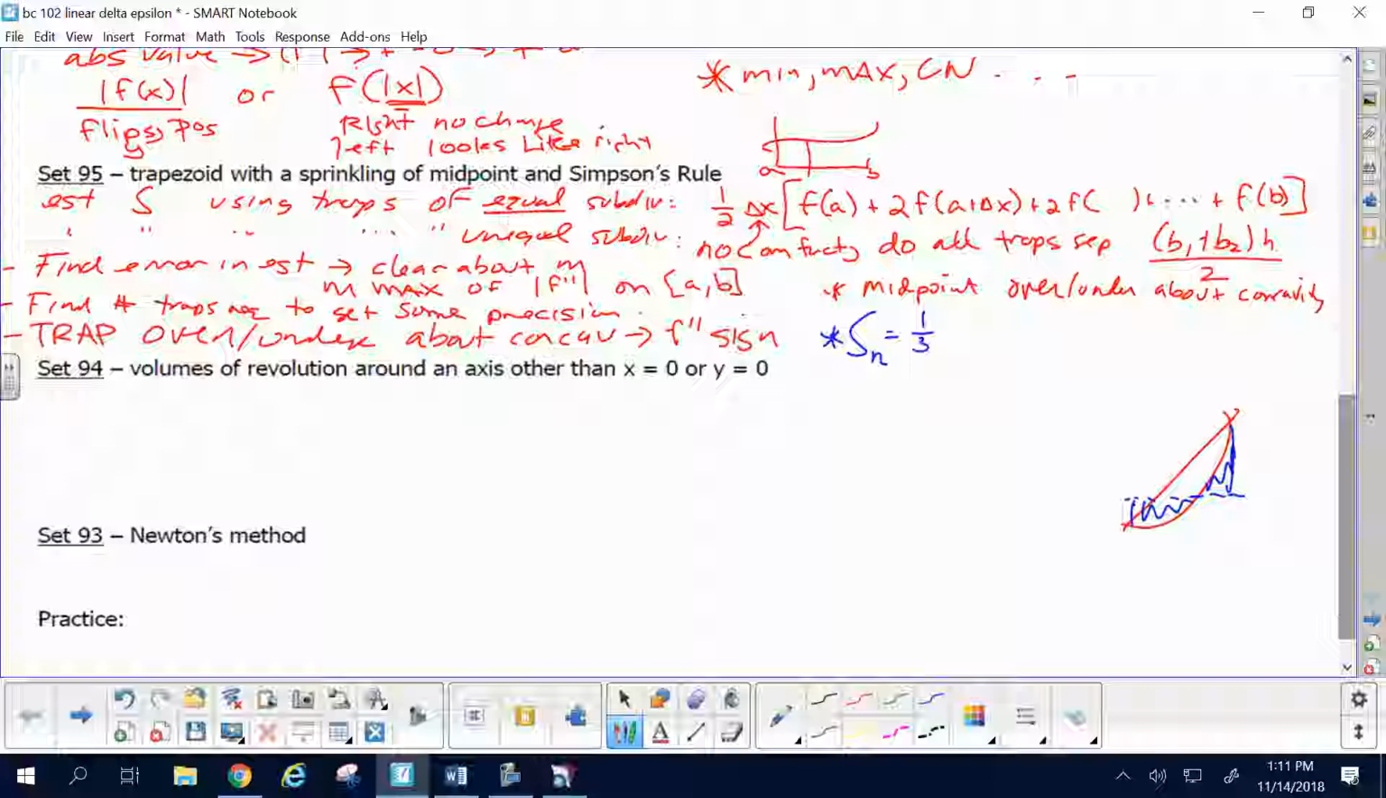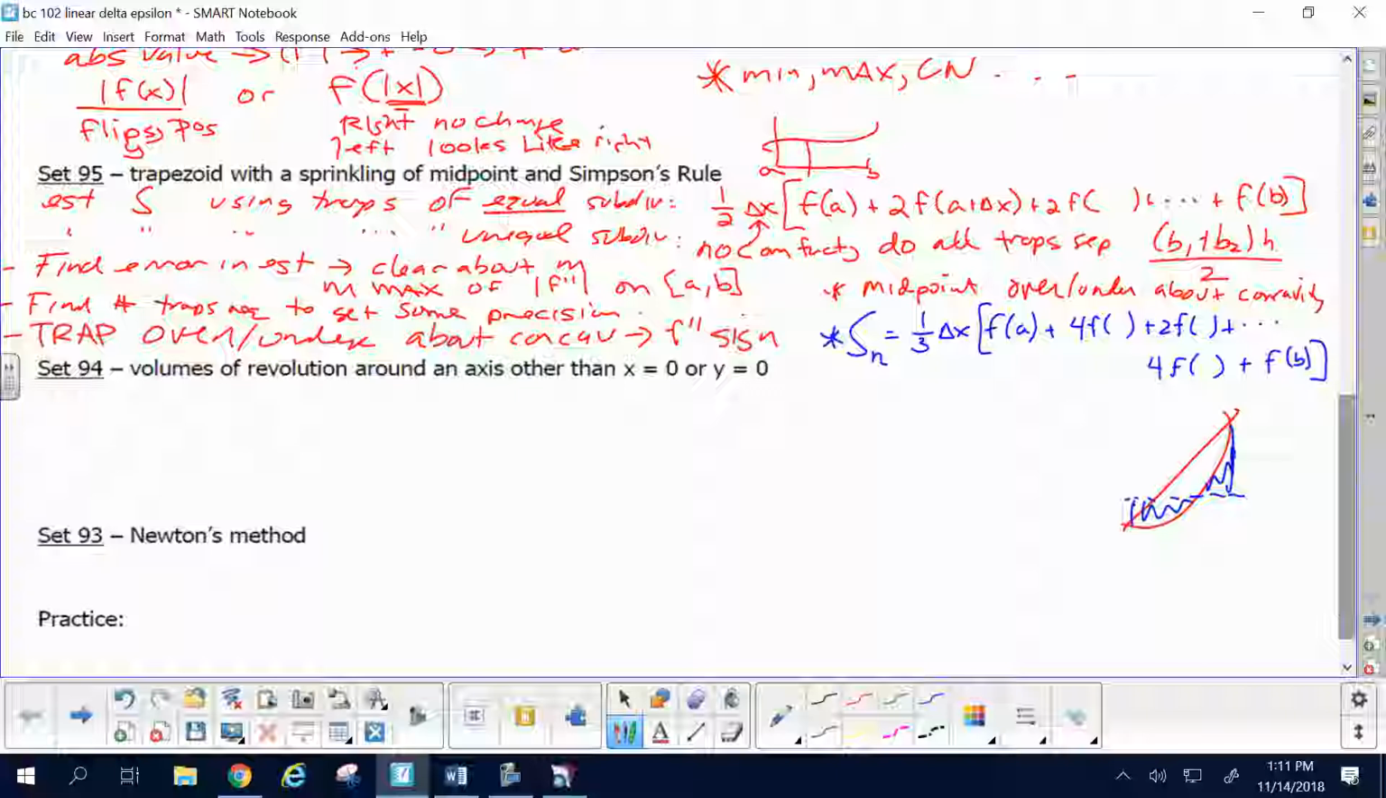1/3 of delta x times f at the first endpoint, then 4f at the next, then 2f at the next, and it oscillates between 2 and 4. It'll always end in 4 and then a single f at the far end. Okay? Cool? It's the most accurate of all the measures.